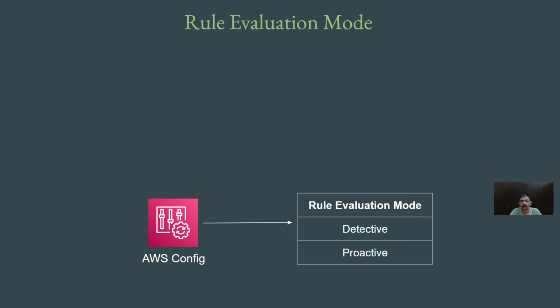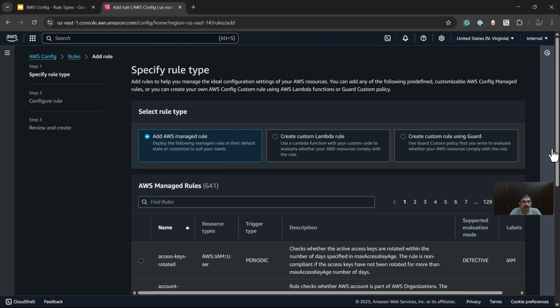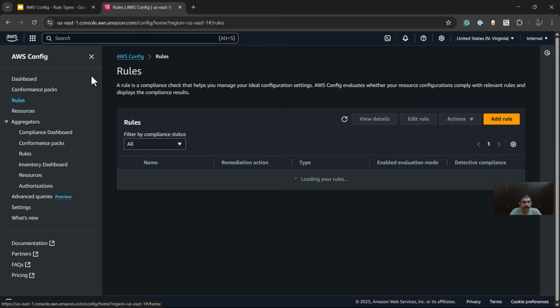Whenever an AWS Config rule is created, the Config rule will have the evaluation mode of either detective or proactive. So it is important for us to understand the difference. Detective rules are basically the ones that evaluate the resources after a change has occurred. So they detect issues in the existing setup. Let us understand this. So let's go back to rules over here.